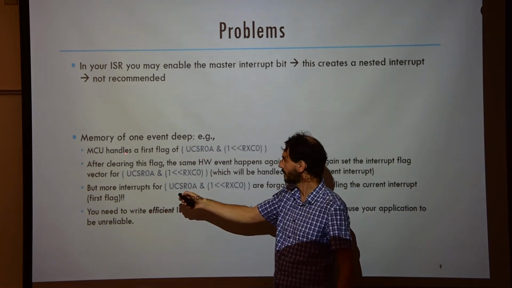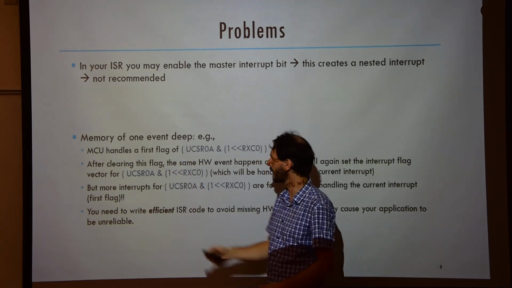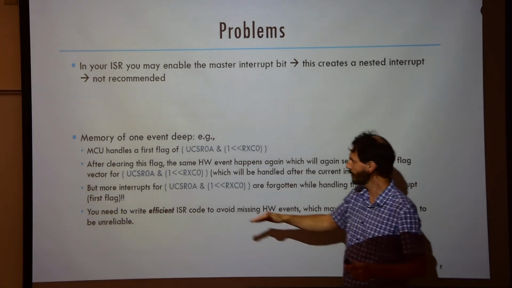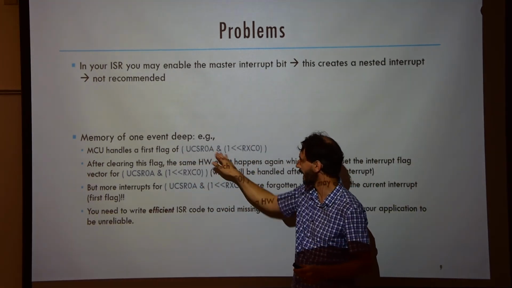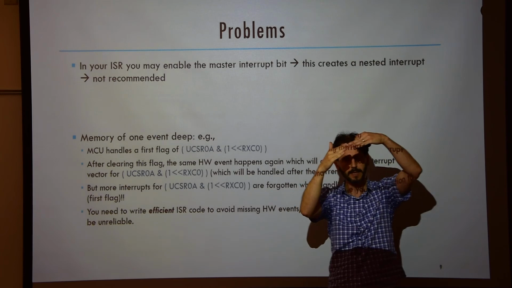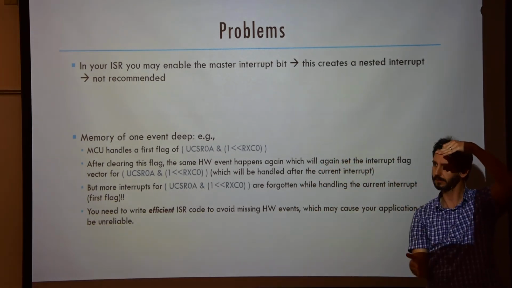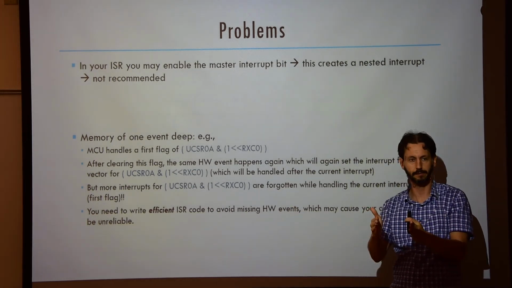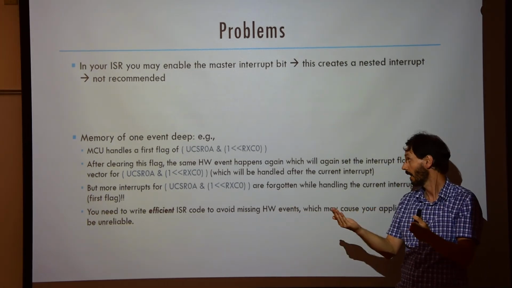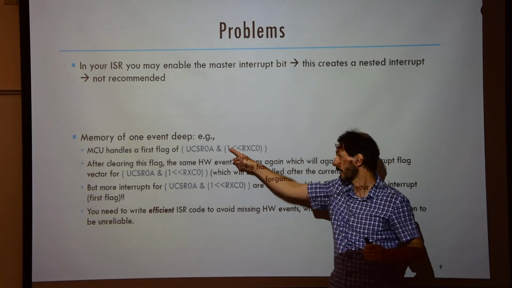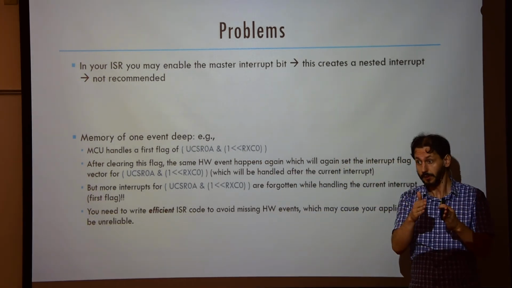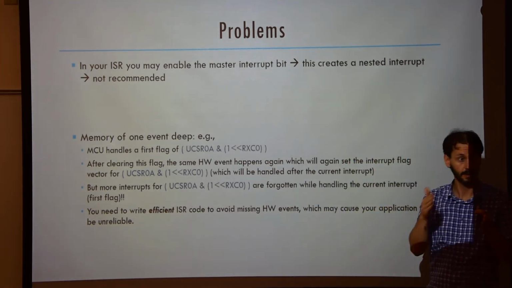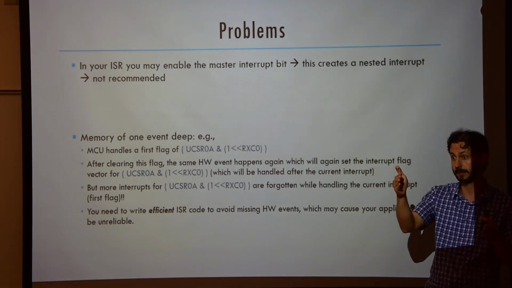Now, if you don't do that, then the memory is only one event deep. So let's think about it. What does that mean? Well, suppose you're handling this particular flag. It went high, right? And then immediately when you enter the interrupt service routine, it's pushed to low. But maybe a hardware event happens, and that will set this back to high. Your interrupt service routine is still executing, and then another hardware event happens. It was already high, and it maintains high.